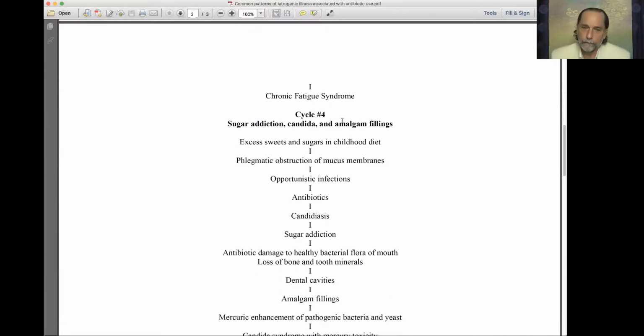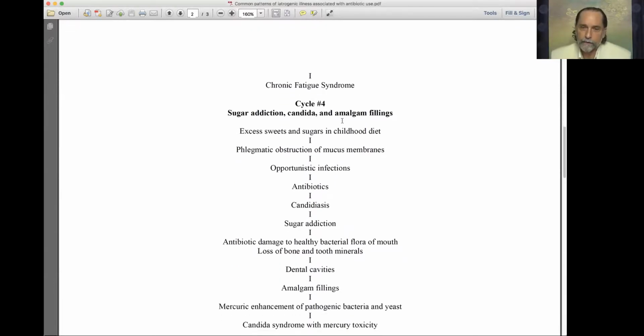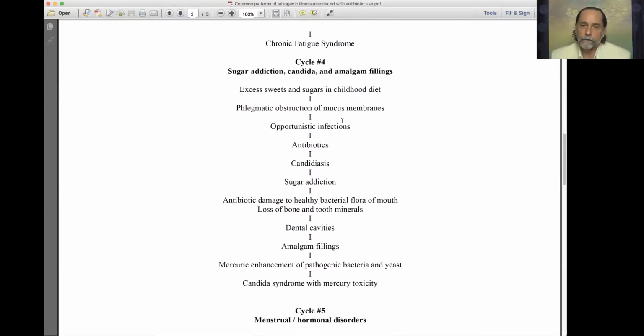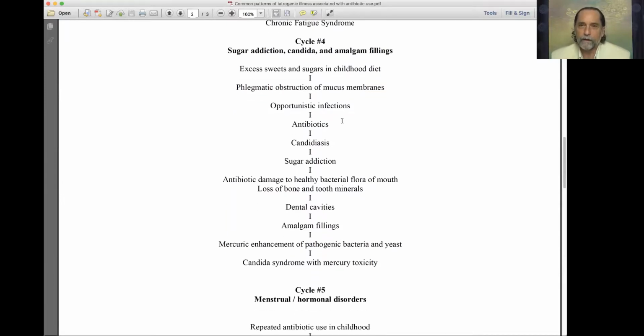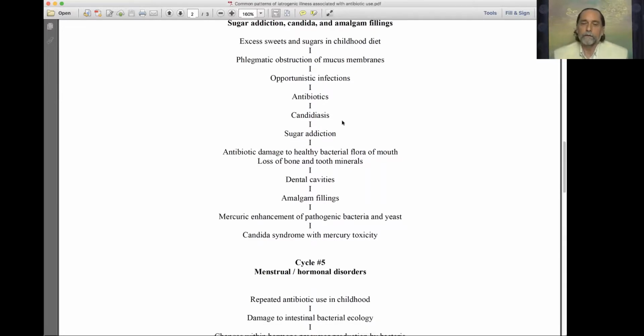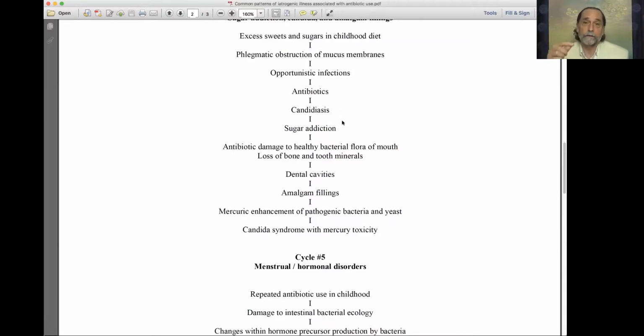Then there's the whole thing that happens with sugar addiction and candida and the mercury in the mouth, because the sugars in childhood basically create excess phlegm, which gives opportunistic infections, which leads to antibiotics, which causes candida. And the candida craves the sugar. You see, it's not you craving the sugar, it's the candida that wants the sugar. And then the antibiotics are basically worsening the condition in the microbiome of the mouth, and that's leading to bone loss, you see. And so that's why kids get the cavities. It's not necessarily the sugar by itself. It's actually the complete effect in the microbiome of the mouth.